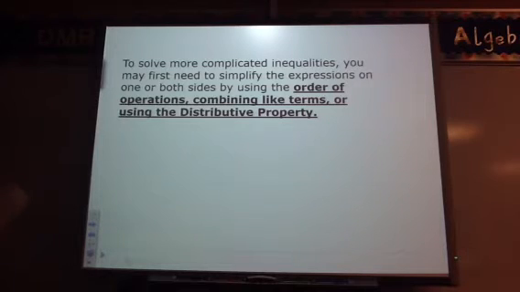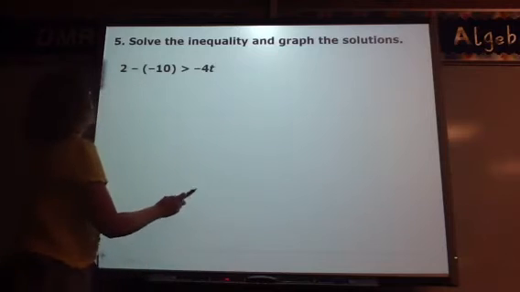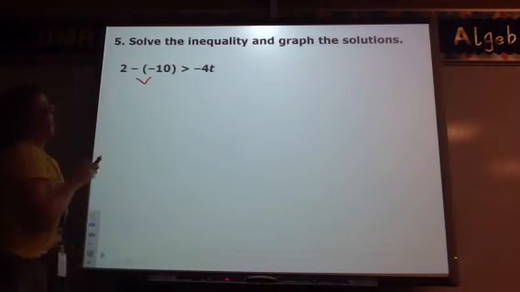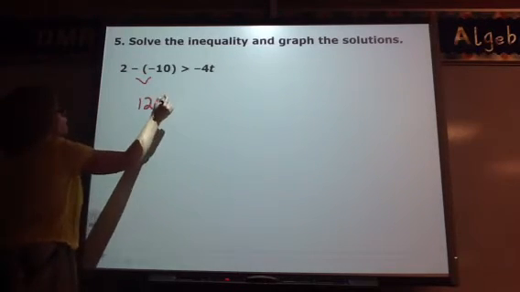Okay, to solve more complicated inequalities, you may first need to simplify the expressions on one or both sides by using order of operations, combining like terms, or using the distributive property. Okay, so can we simplify anything on the left side of this inequality? Well, yeah. What's 2 minus a negative 10? 12.